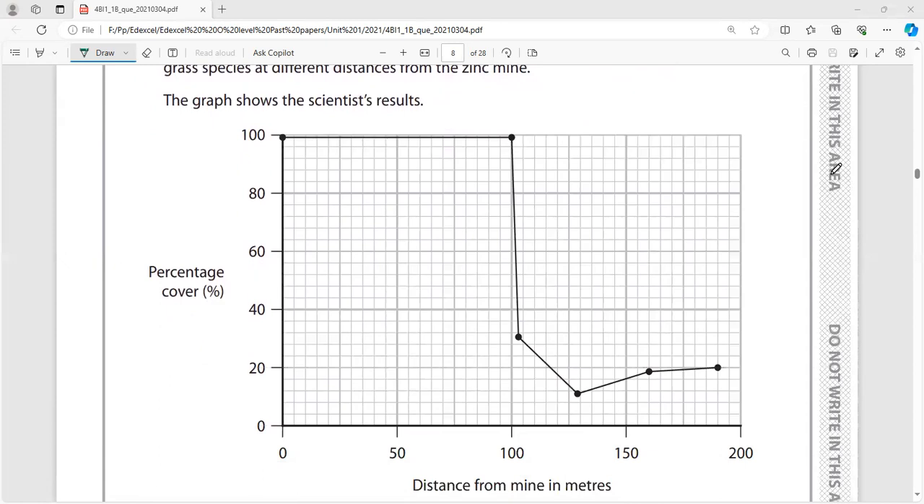So we can see if the distance from the zinc mine is increasing, overall the growth rate is decreasing. Why is it decreasing? Because if the distance from the zinc mine is increasing, the concentration of the zinc is decreasing. So the poisonous effect of the zinc is also decreasing. In that way, the percentage of poison is also decreasing.